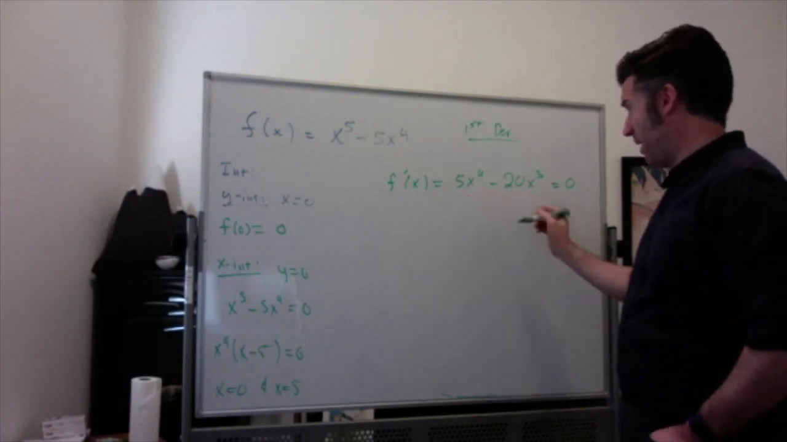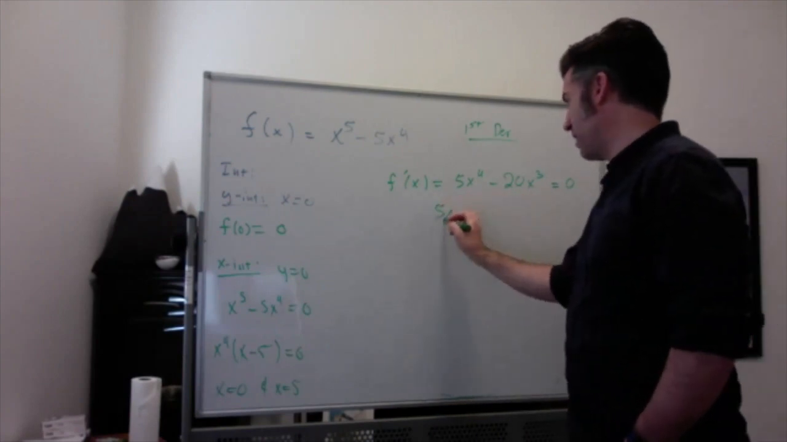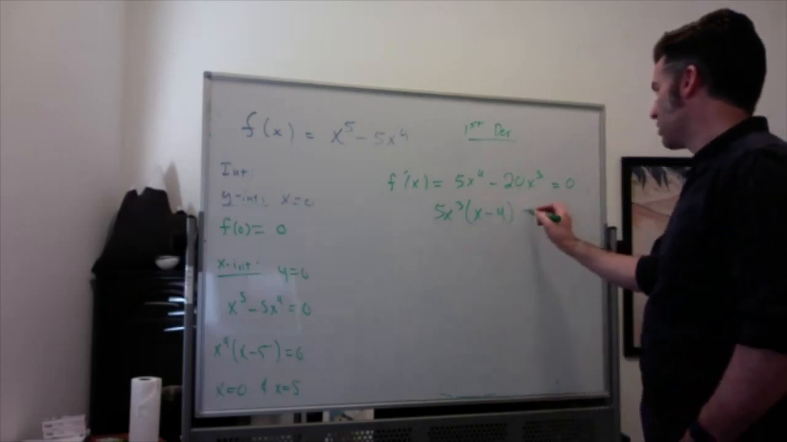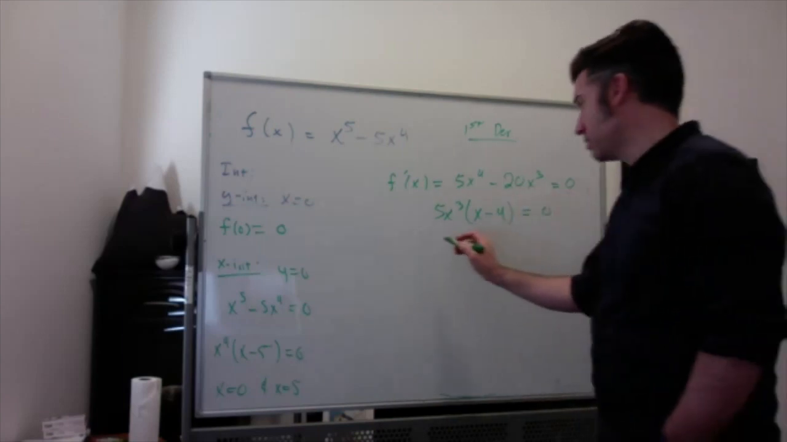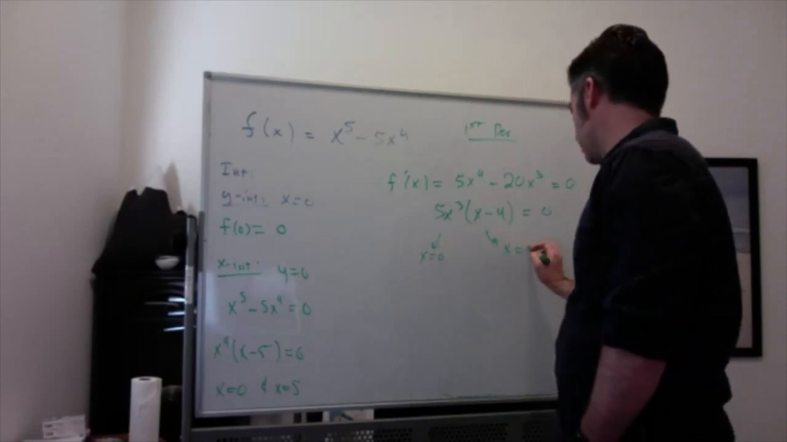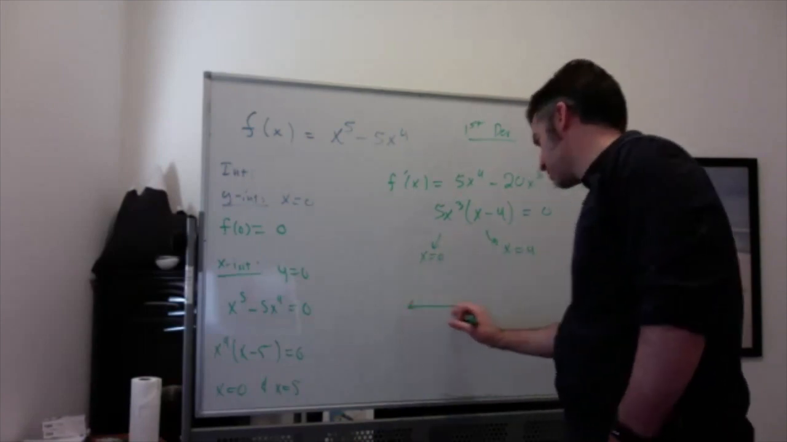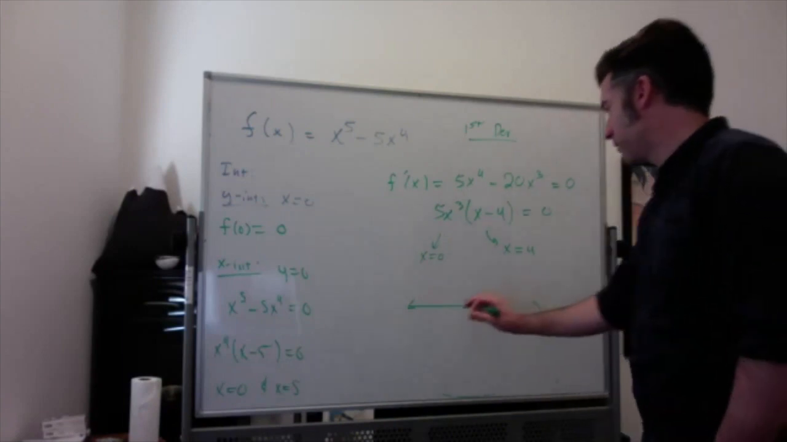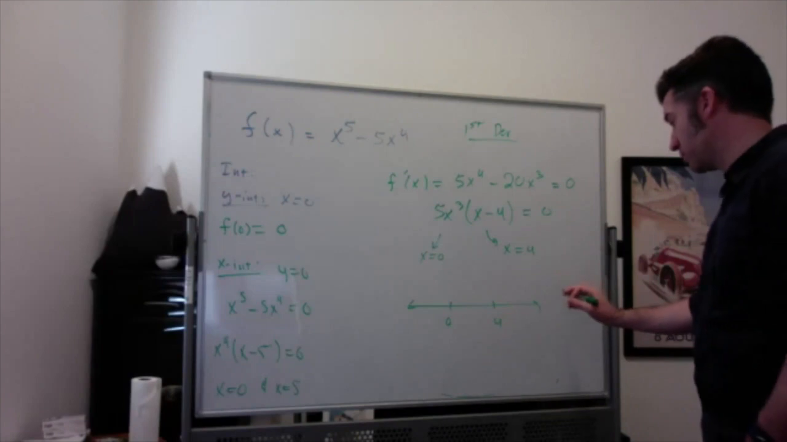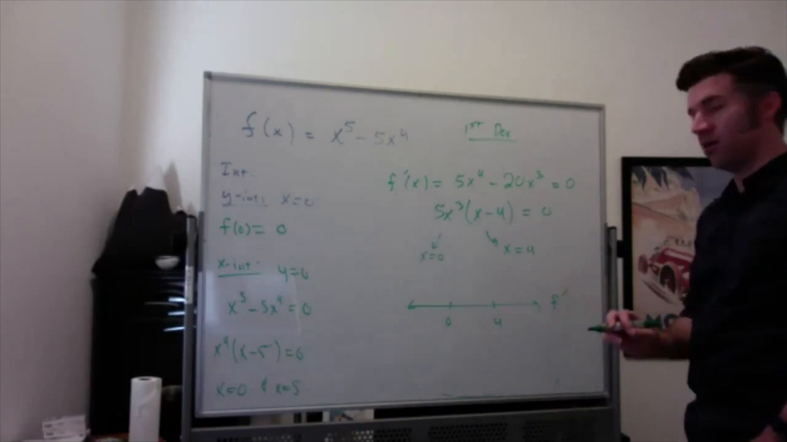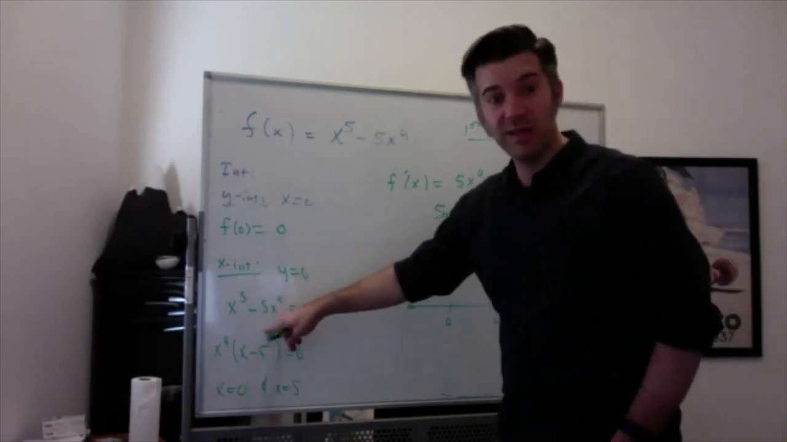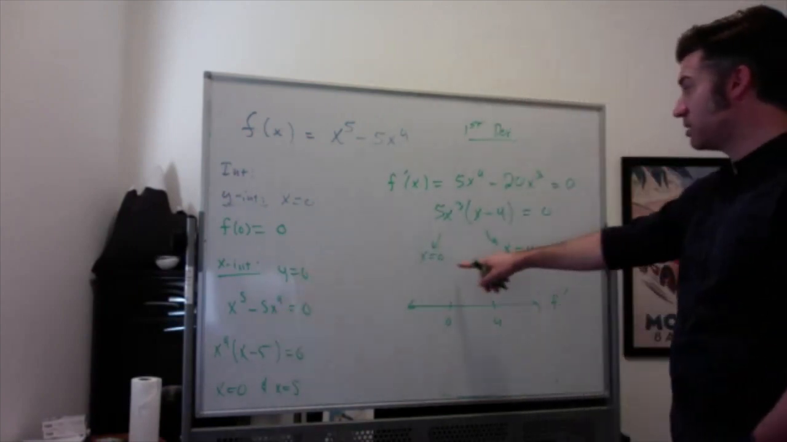In any event, I'm going to factor out 5x cubed times x minus 4 equal to 0. So I end up with critical values x equal to 0 and x equal to 4. I'm going to see what the first derivative is doing. So I like to write f prime over here to remind myself that I'm looking at what's going on with this, not with this.